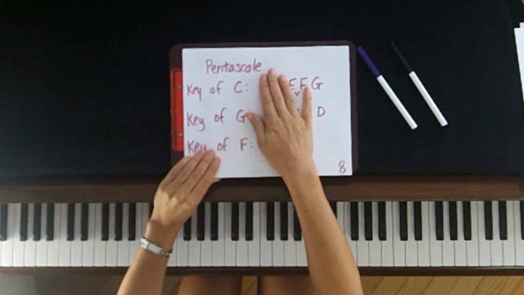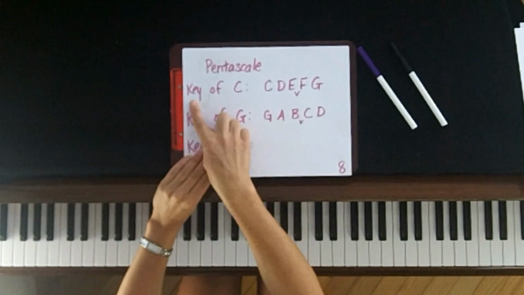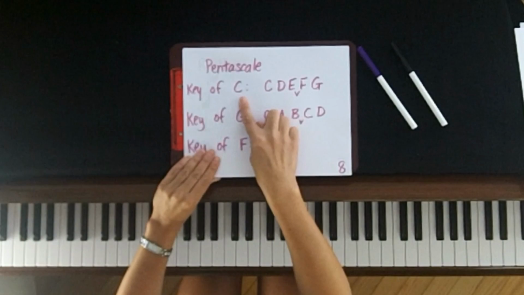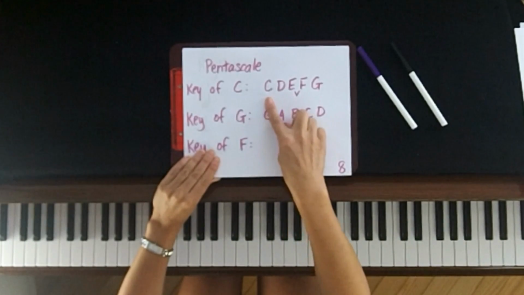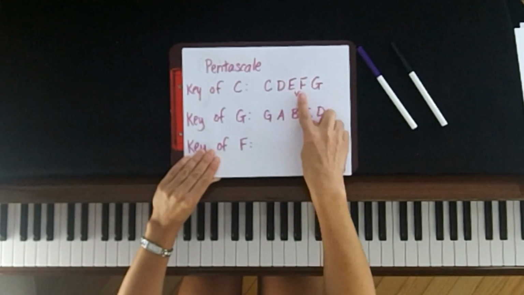Alright, now that we know how to play the pentascale pattern and the finger numbers to use, we're going to investigate this in different keys. So here we have the key of C, and in lesson 7 we learned that we use the notes C, D, E, F, G, and they have the sound of do, re, mi, fa, so.